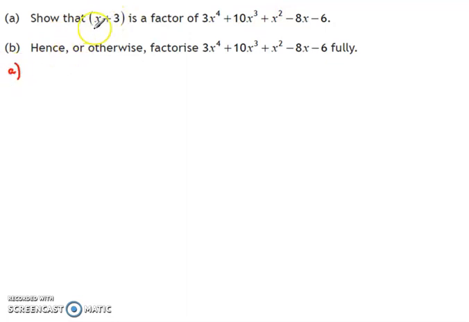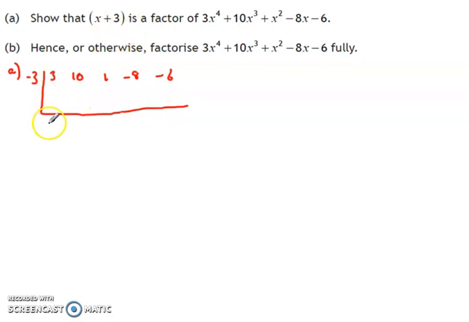One way is by setting this equal to 0 and then getting x equals -3 and substituting in. If you get an answer of 0, you're winning. Another way is the way I prefer. So again, set x plus 3 equal to 0 and then get x equals -3 and use synthetic division. So if x is equal to -3 here, and I put the coefficients of each of these here, so I've got 3, 10, 1, -8 and -6. If I put those there, and I use synthetic division, what I'll get here at the end as a remainder is 0, if and only if this is a factor.